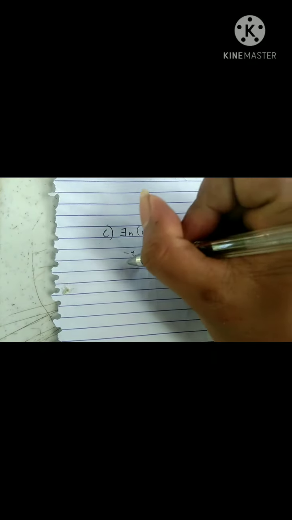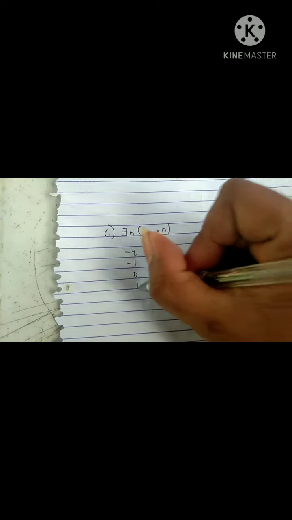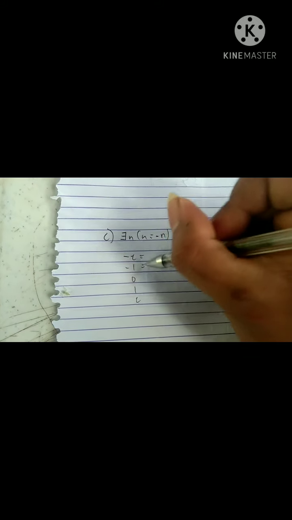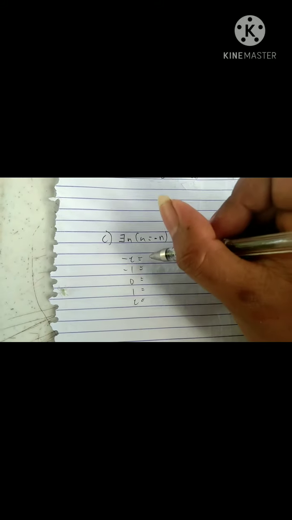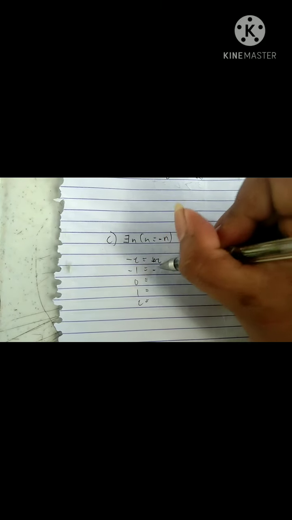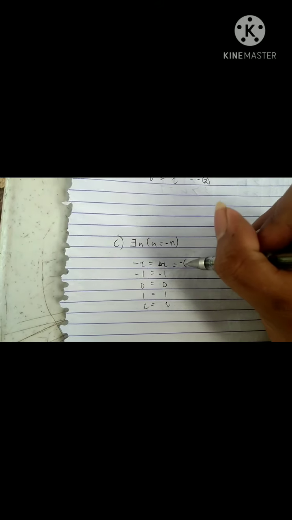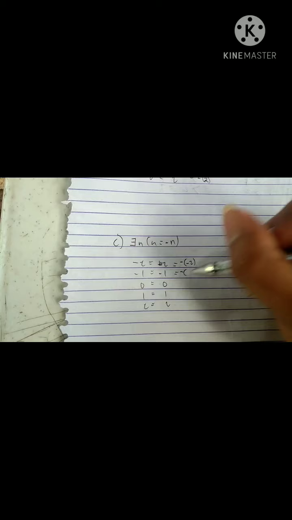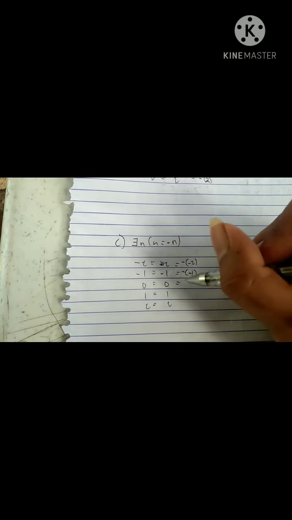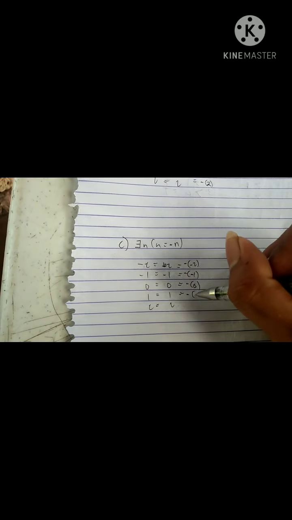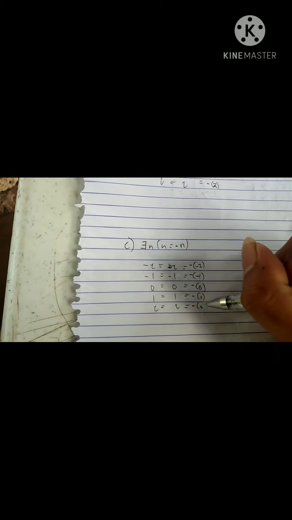So our third given problem is existential n, where n equals negative n. So we will let negative 2, negative 1, 0, 1, then 2 be the values of n. So we will first substitute our given values: n equals negative 2, negative 1, 0, 1, and 2 equals negative 2, then negative 1 equals negative 0, and then negative 1, negative 2.